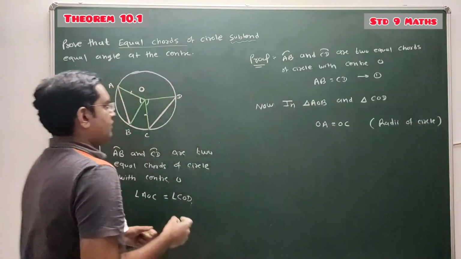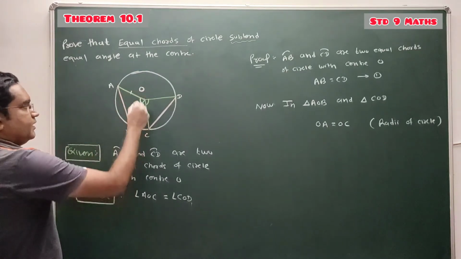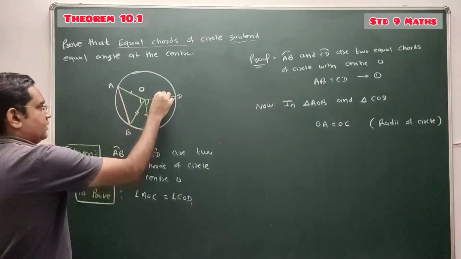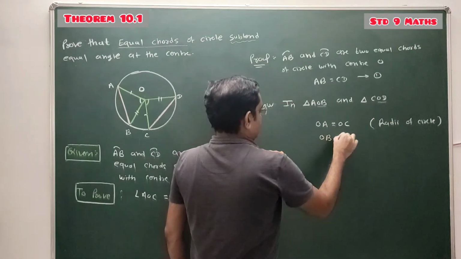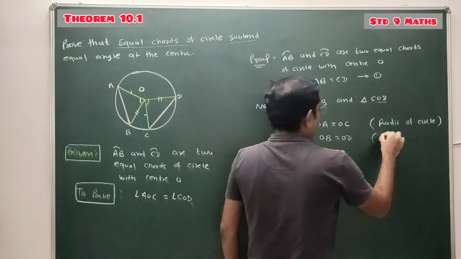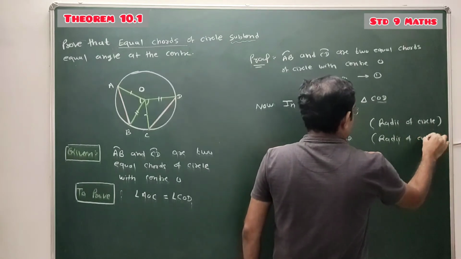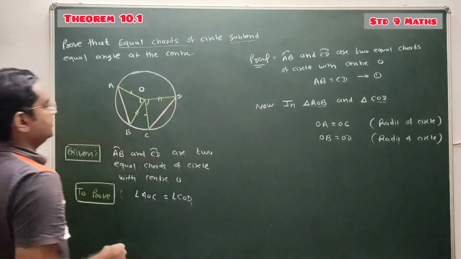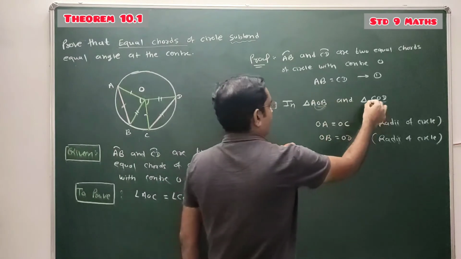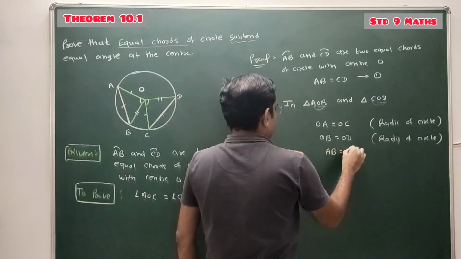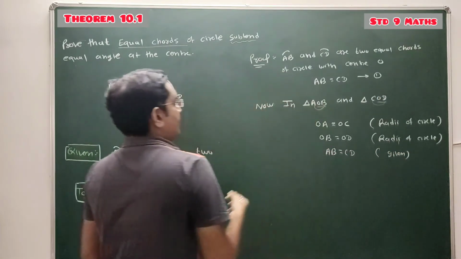Radii of the same circle, any radius of the same circle you take, will be of the same length. So radii of the circle. Then the two corresponding parts: OB equal to OD. Here you can directly write OB equal to OD. Again the same reason, radii of the circle. Done. And these two are equal. It is given AB equal to CD, from result 1, or we can say it's given. Two chords of the same length are given.